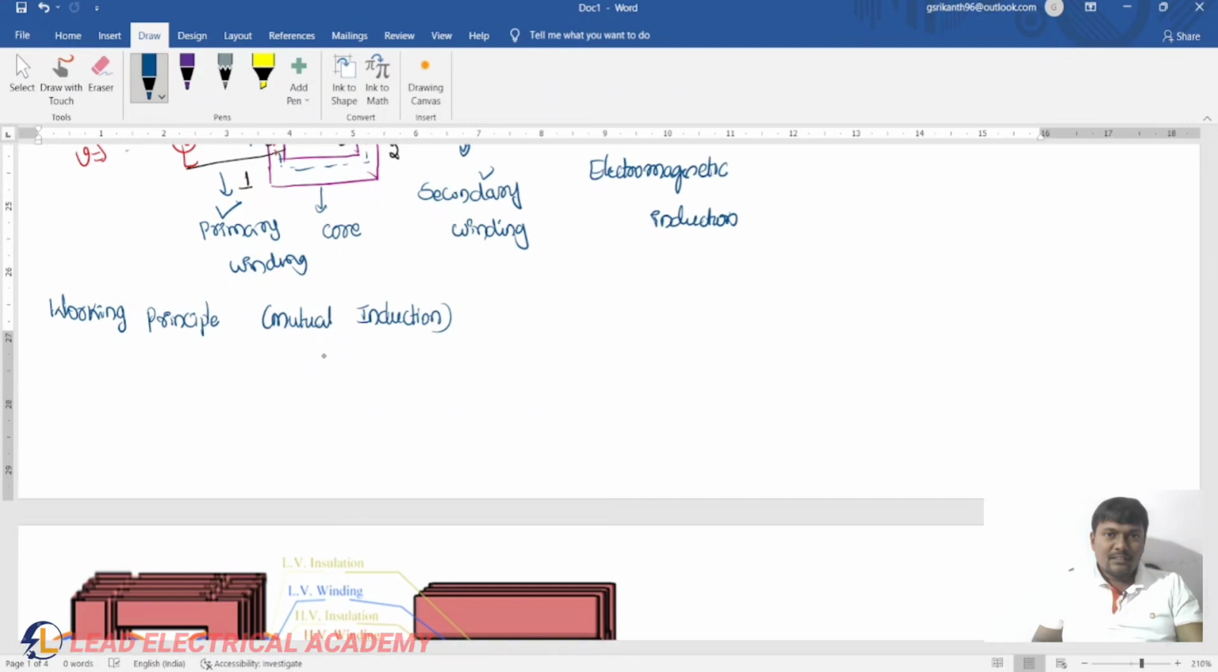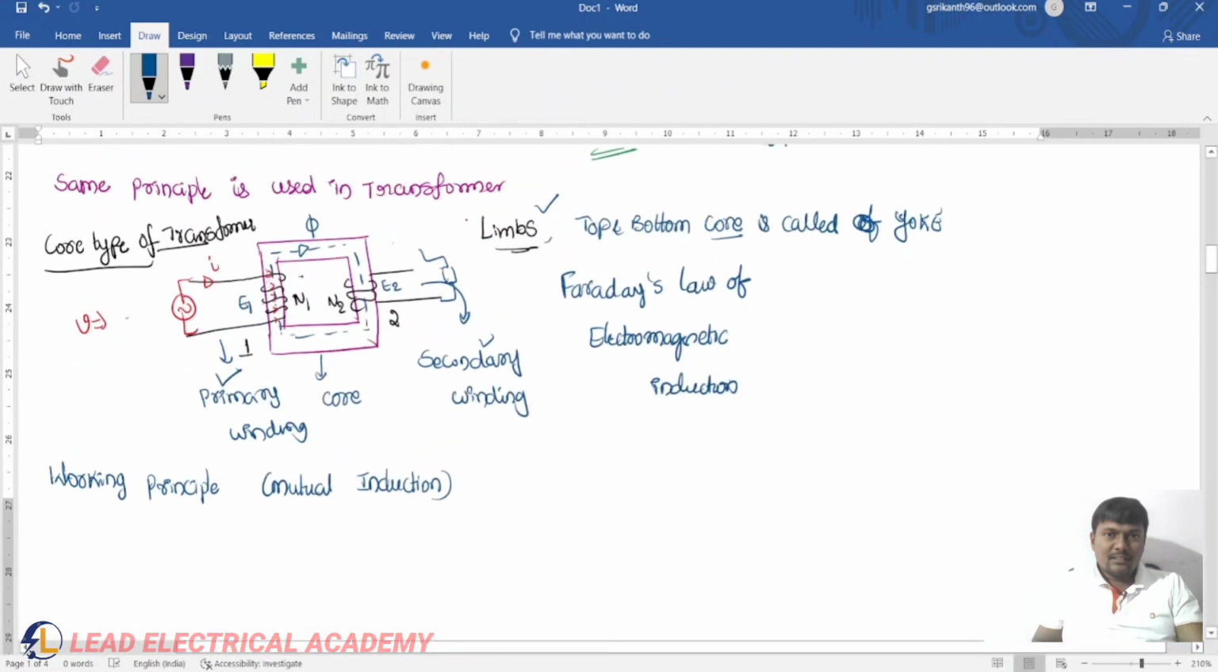Once again, whenever an alternating voltage is given to the transformer primary winding and alternating current flows through it, it produces an alternating flux. This alternating flux links with the primary number of turns and secondary number of turns, and according to Faraday's law of electromagnetic induction, an EMF is induced in the primary as well as the secondary. This is the exact principle of operation of a transformer.